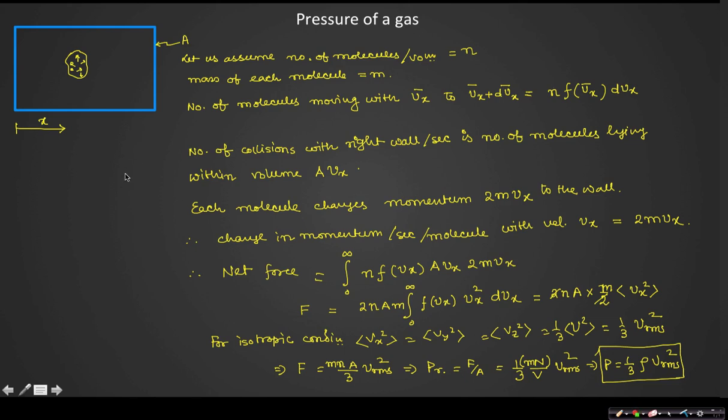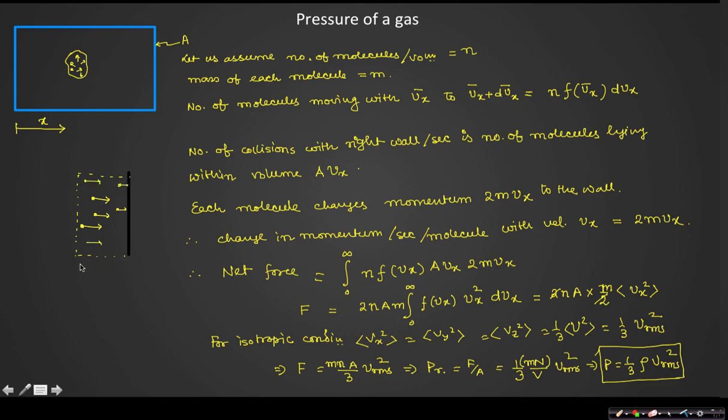I hope you can understand this, because suppose this is the area, and I say that a number of gas molecules are moving with a velocity Vx. Velocity Vx means the velocity range is there, Vx to Vx plus dVx. You can understand that in 1 second only this much number of gas molecules which are lying inside this volume are going to hit this wall, right?